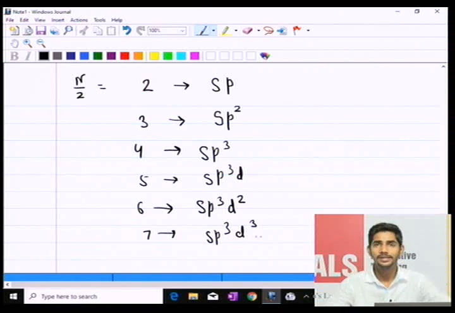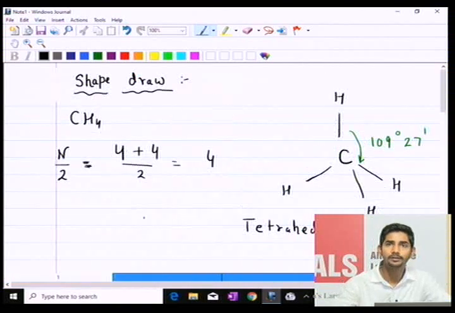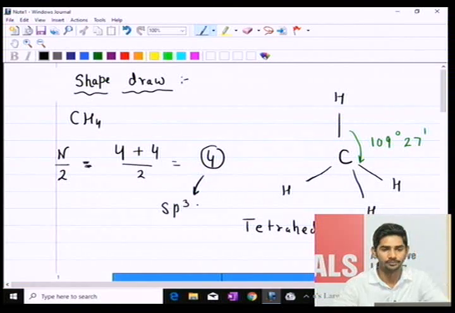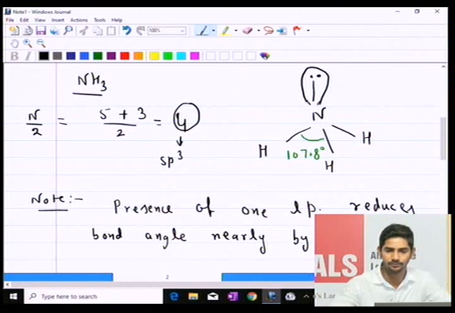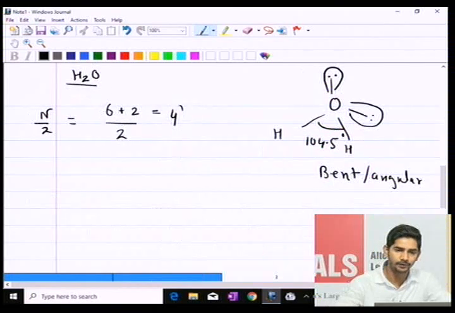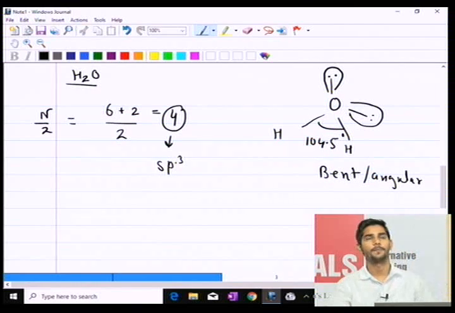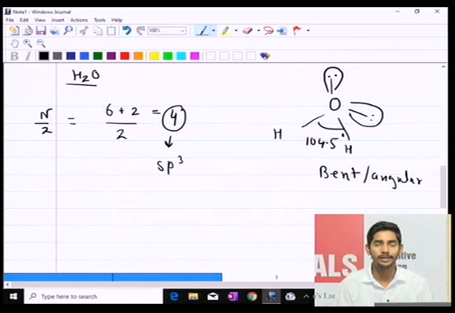Okay, so guys, I'm using it. Look at this. Here, if I look at the n by 2, which is 4, on the basis of this one, hybridization should be sp3. Again, here n by 2 is 4, so hybridization would be sp3. Here, if I look at this, hybridization again will be sp3. So guys, are you getting how I am calculating the hybridization?